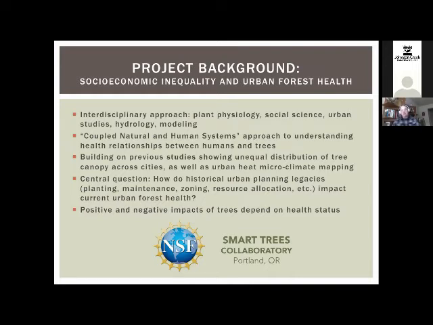So healthy trees capture more carbon, more stormwater, provide more canopy, and are also less likely to drop branches or to fall onto cars or power lines or houses. So the positive and negative impacts of trees depend on the health status of trees, which is why it's important to understand the distribution of tree health, not just their abundance in cities.